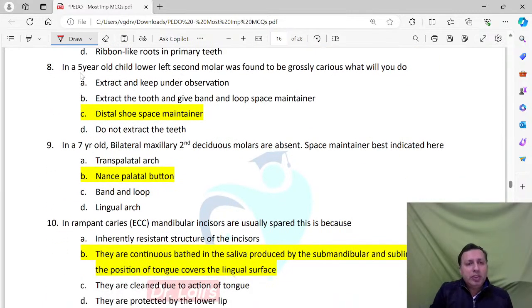Now the age of the patient is 5 years, and the lower second molar was found to be grossly carious. If it's grossly carious, then it cannot be saved. So you will extract the tooth followed by a distal shoe space maintainer, because the permanent first molar is unerupted. It will help to guide the unerupted first permanent molar. So the correct answer is C.